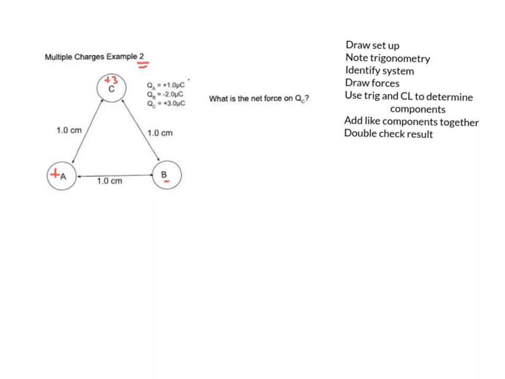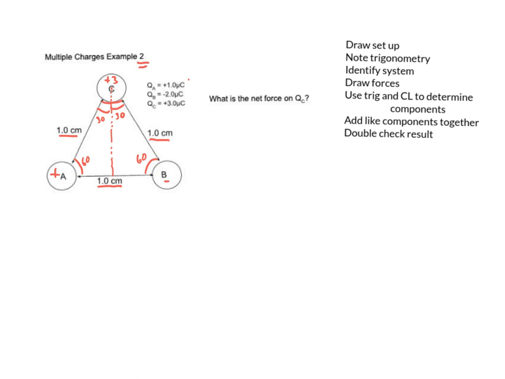There's one interesting thing about this setup. 1 centimeter, 1 centimeter, 1 centimeter. This is not just an isosceles triangle, this is an equilateral triangle, meaning that this angle is 60 degrees, this angle is 60 degrees, and this whole angle up top is 60 degrees, but more specifically, this angle is 30 degrees, and this angle is also 30 degrees. That is going to be really helpful for us in just a moment.